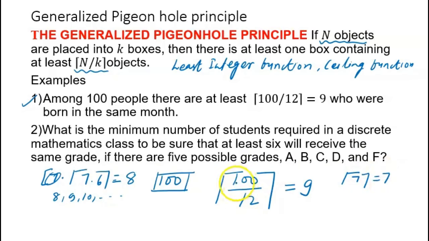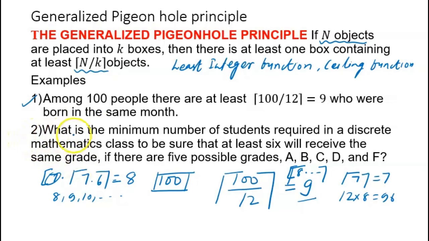So here 100 by 12 will be something like 8 point something, because we know that 12 into 8 is 96. So I will be getting 8 point something. I don't exactly know what it will be, but it will be 8 point something. And if I take the least integer value of 8 point something, that will be the next integer, which is equal to 9, because the least integer which is greater than 8 point something will be 9.